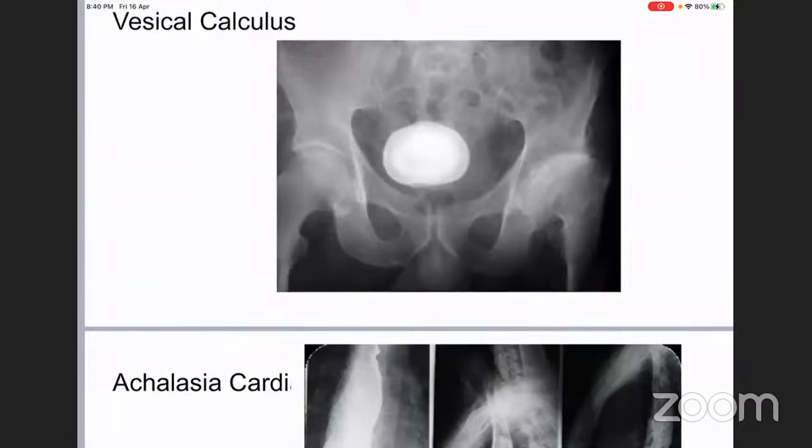Radio opaque. Yes, it is radio opaque, and then the shape. It is assuming the contours of the bladder. And if you can see clearly, there are multiple concentric lamellations. So they are characteristic of a vesical calculus.